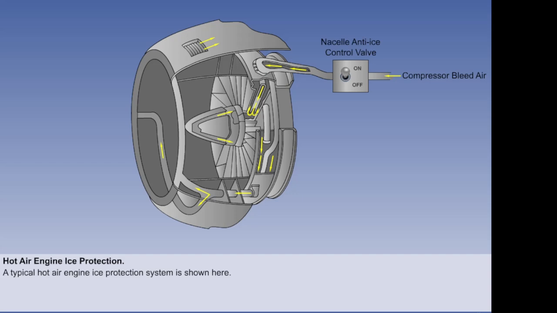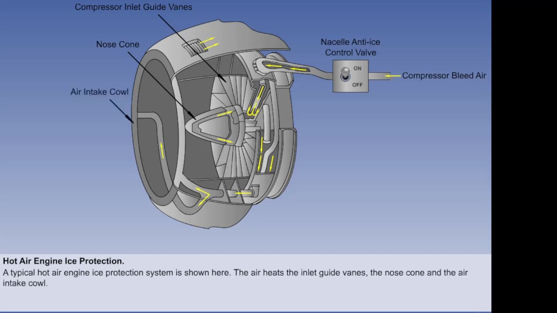It passes through an electrically operated control valve, which is actuated by a switch on the flight deck. The air heats the inlet guide vanes, the nose cone, and the air intake cowl. The air is then exhausted either to atmosphere or back into the air intake.